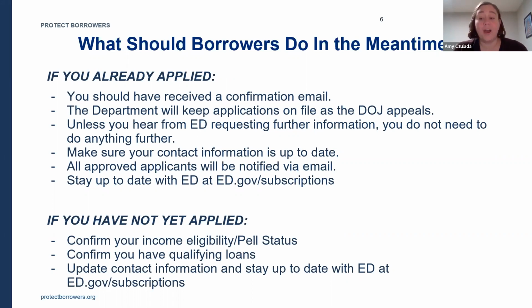And you can also make sure that you have qualifying loans and find out if you've ever received a Pell Grant to pay for your education, which will determine whether you're eligible for that $10,000 or $20,000 of relief.